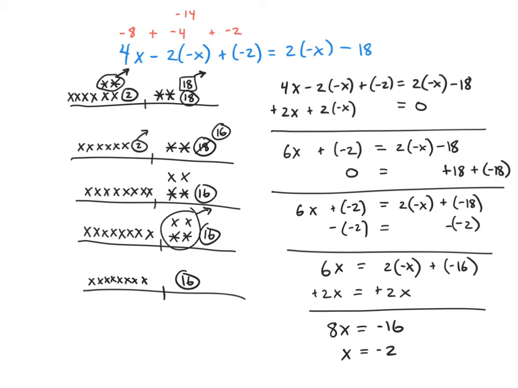On the right-hand side, I have 2 negative x's, so that means 2 positive 2's, which would be 4. And then I'm wanting to subtract 18, which is, again, the same thing as adding negative 18. And 4 plus negative 18 is negative 14. So my check is negative 14 equals negative 14.